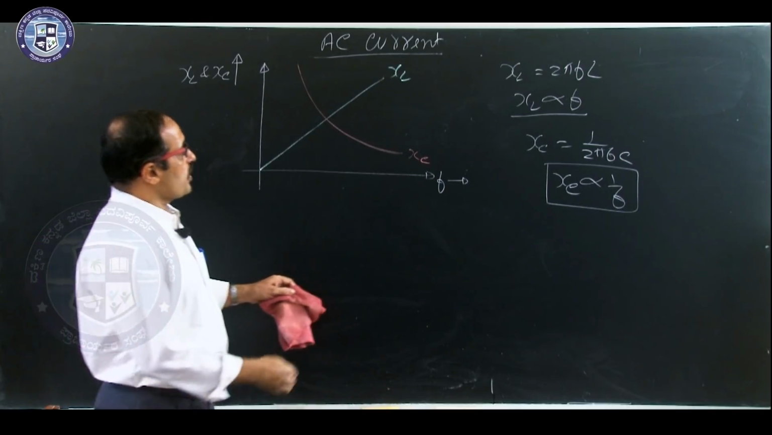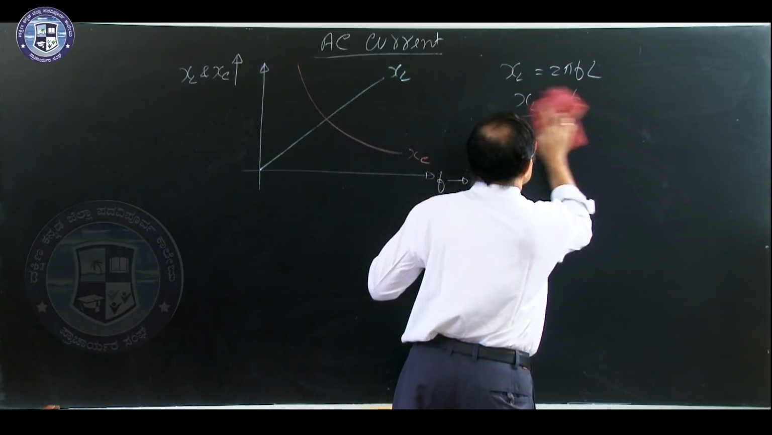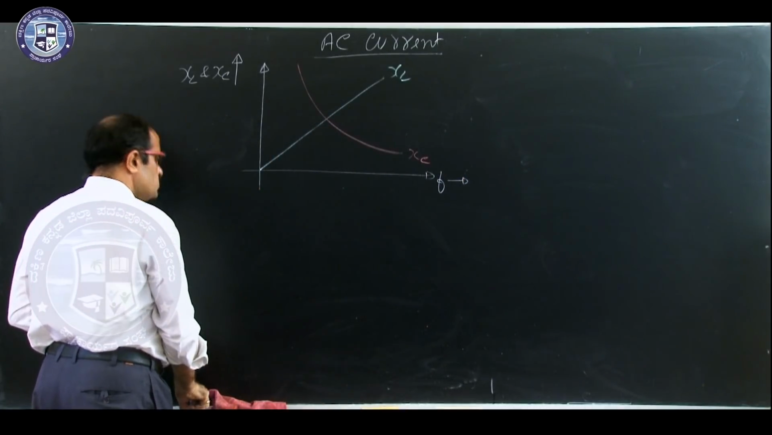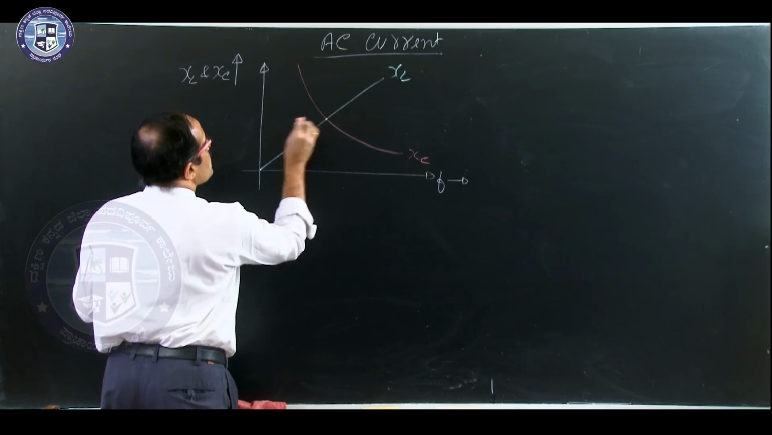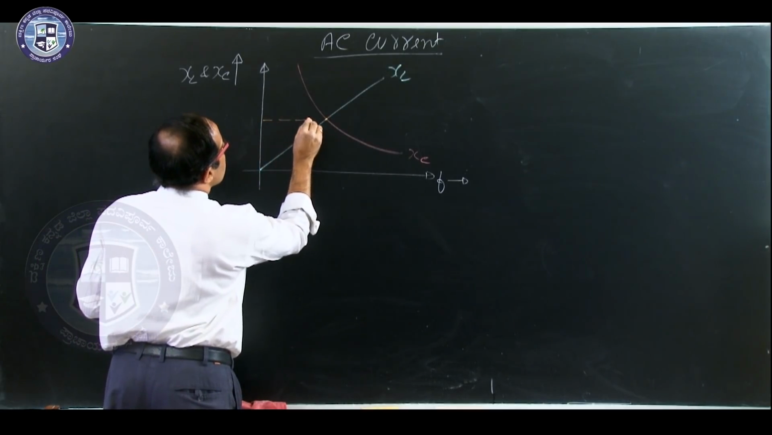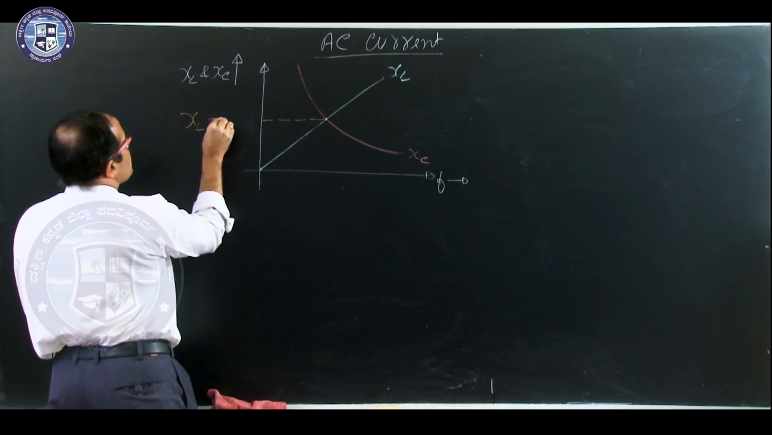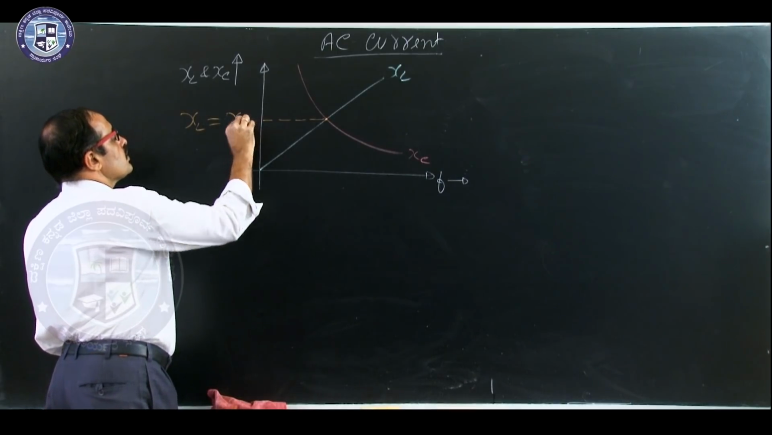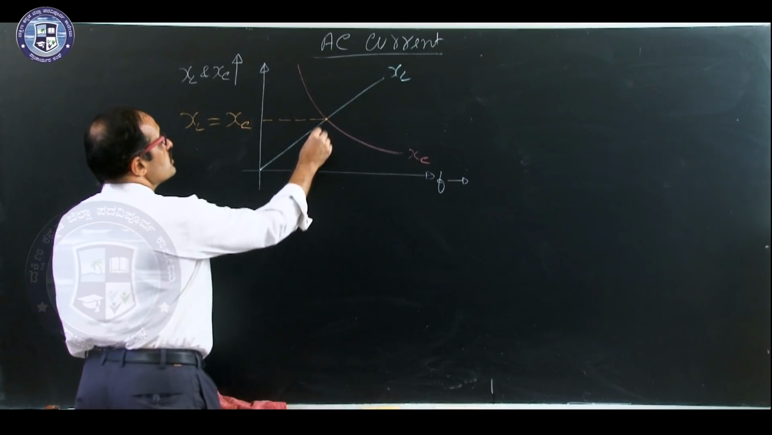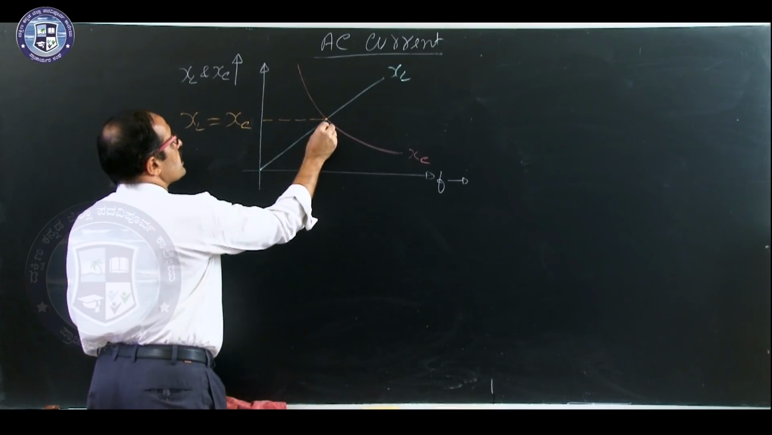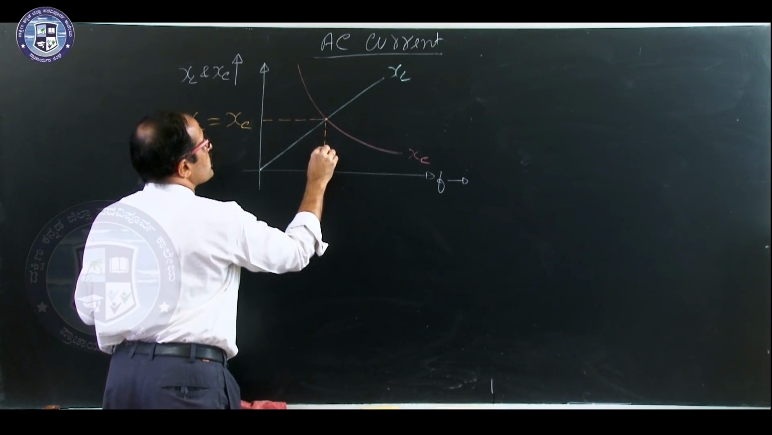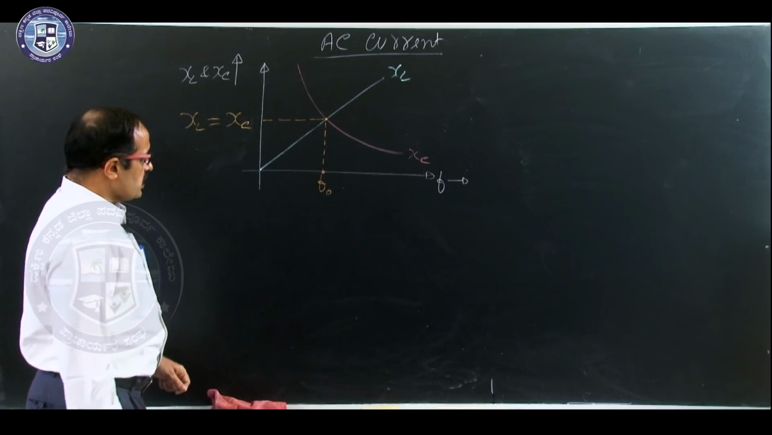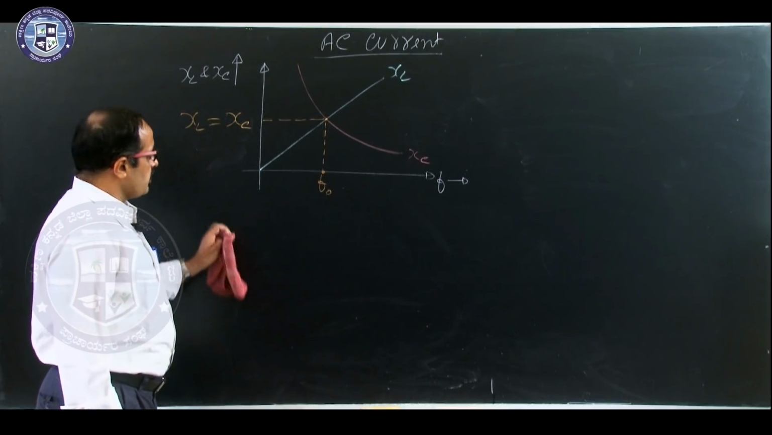Now, what is the interesting point here? Look at the point of intersection of both the graphs, both the curves. So, here it is very clear. XL is equal to XC. Inductive reactance is equal to capacitive reactance, and we know if these two reactances are equal, the corresponding frequency is the resonant frequency.